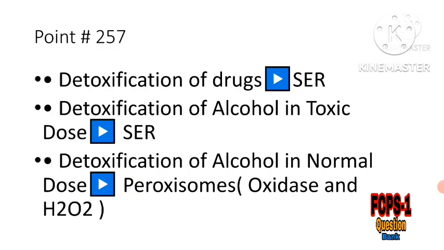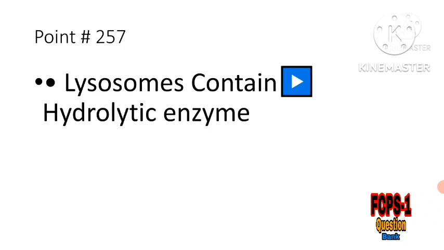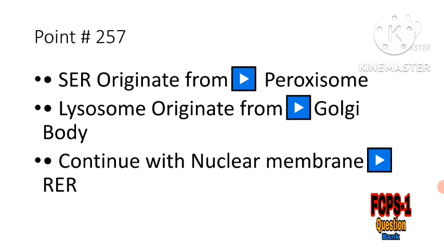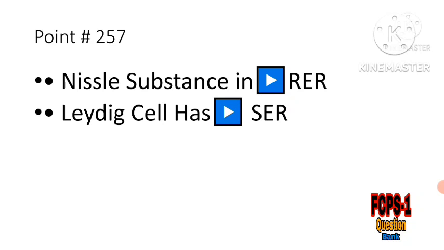Lysosomes contain which of the following hydrolytic enzymes? SER, smooth endoplasmic reticulum, originates from peroxisome, and lysosome originates from the Golgi body, and continuous with the nuclear membrane is the RER. Rough endoplasmic reticulum is continuous with the nuclear membrane. Nissl substance is present in which of the following? Rough endoplasmic reticulum, and Leydig cells have smooth endoplasmic reticulum.